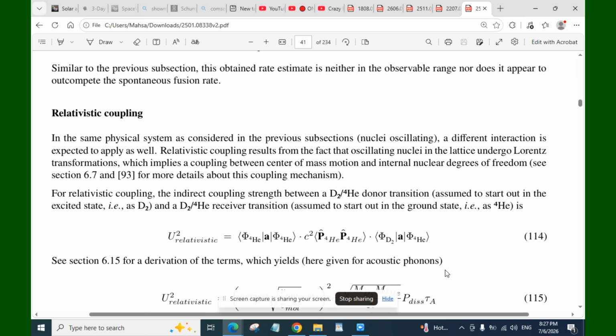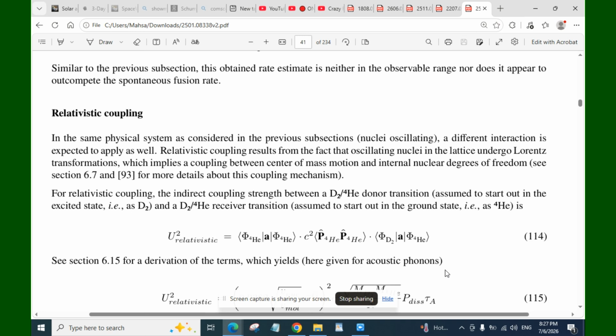For relativistic coupling, the indirect coupling is between a deuterium helium-4 donor transition assumed to start out in the excited states, for example, as deuterium, and a deuterium helium-4 receiver transition assumed to start out in the ground states.